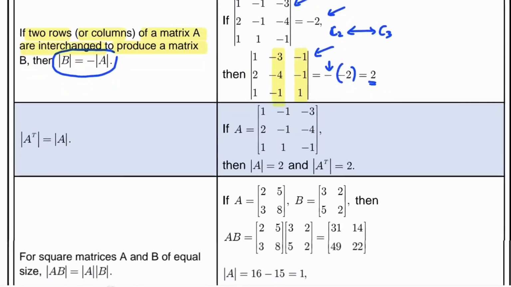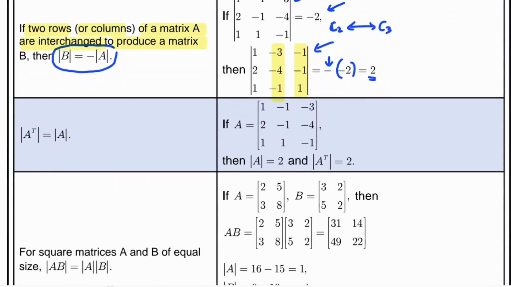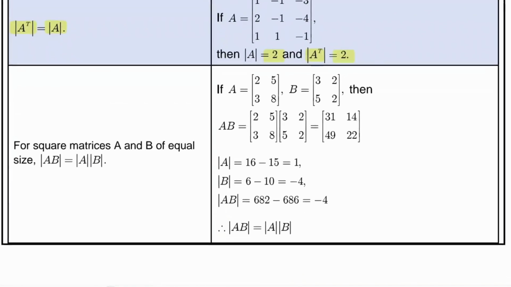Okay, the next property is that the determinant of A transpose is equal to the determinant of the original matrix. So if you transpose a matrix and need to find its determinant, it's just the same. For example, if the determinant of matrix A is equal to 2, it means that the determinant of A transpose is equal to 2.